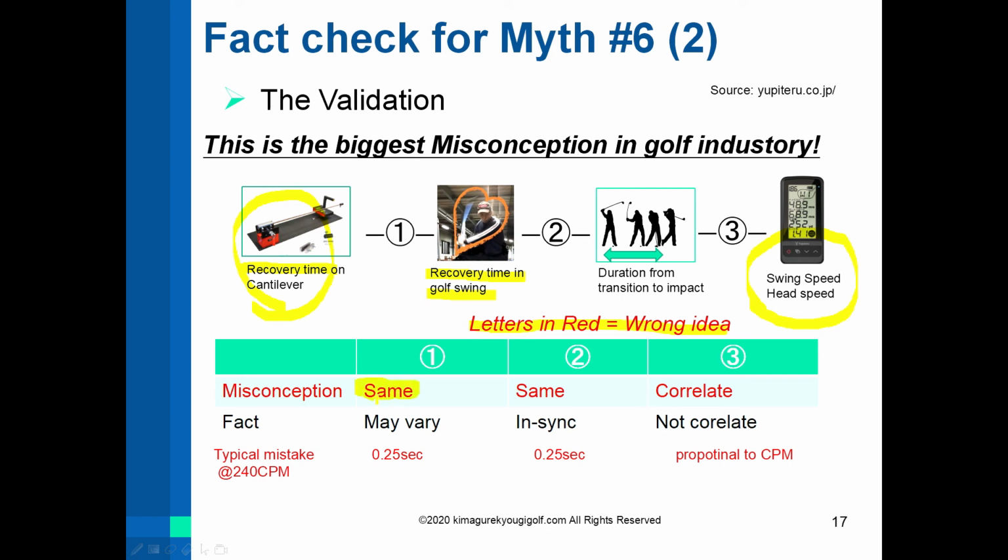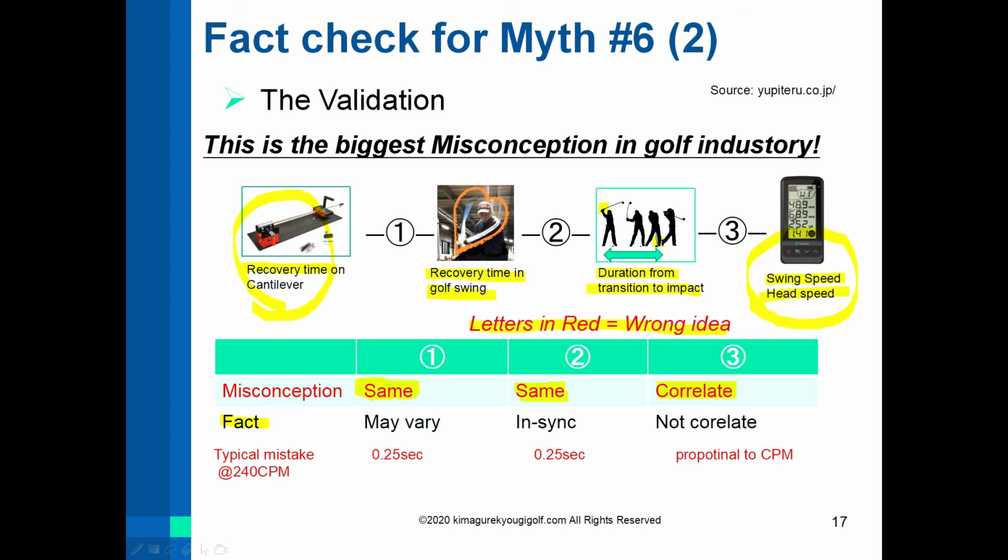Okay, and then they think that this recovery time in golf swing should be the same as the duration from transition to impact, from here to here. They think that this should be the same, but again, it's the wrong idea. And the duration from transition to impact must correspond to swing speed. Okay. Again, this is the wrong idea. Okay. All of those are wrong.